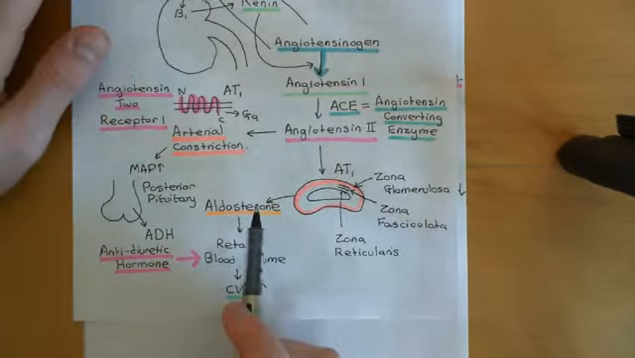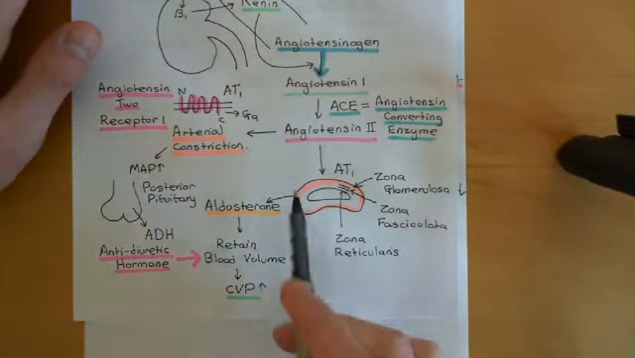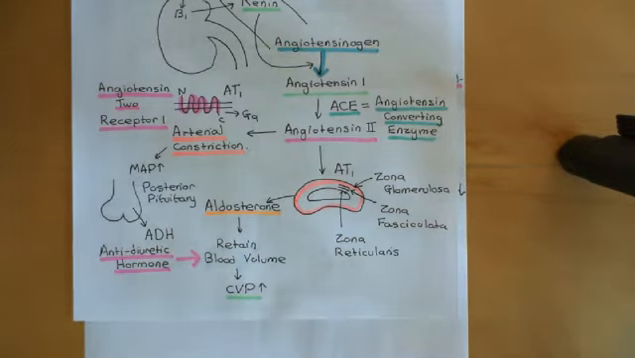So aldosterone is also going to go down. So you're effectively switching off the renin-angiotensin-aldosterone system. You're switching off the aldosterone now. Okay, that means that you're going to retain less fluid and salt. Okay, so blood volume is then going to go down.